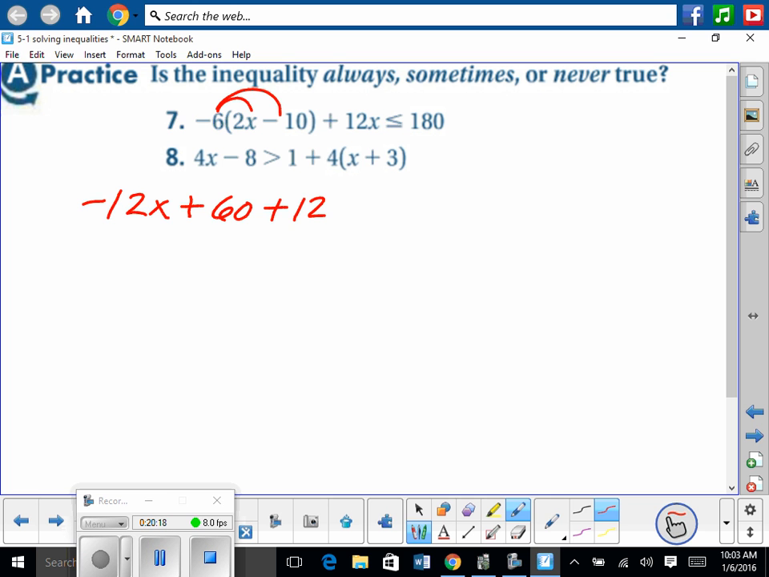Plus 12x is less than or equal to 180. From there, I'm going to combine my x's on the left. I have 60 is less than or equal to 180. So 60 is less than or equal to 180. Is that true? Always, sometimes or never?